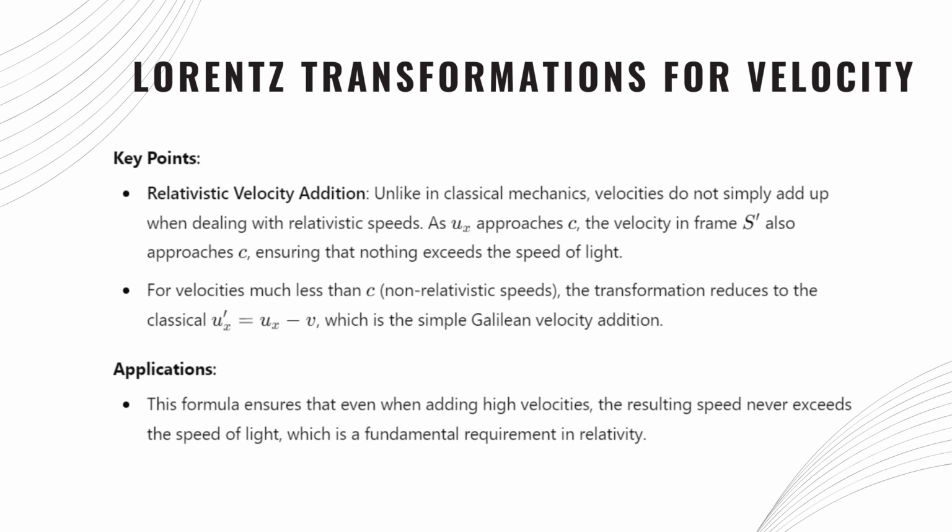Key points. Relativistic velocity addition. In the realm of relativistic speeds, velocities do not simply add up as they do in classical mechanics. As ux approaches c, the velocity in frame S' also approaches c. This ensures that nothing exceeds the speed of light. For velocities much less than c, which we call non-relativistic speeds, the transformation reduces to the classical u'x equals ux minus v. This is the simple Galilean velocity addition.